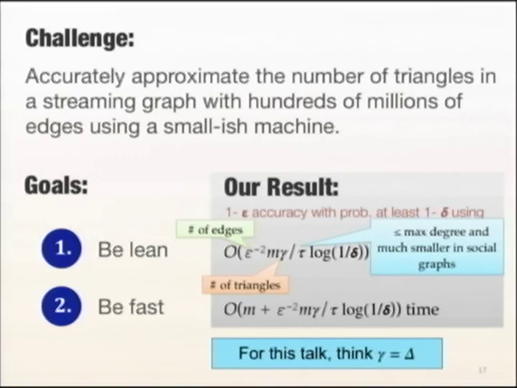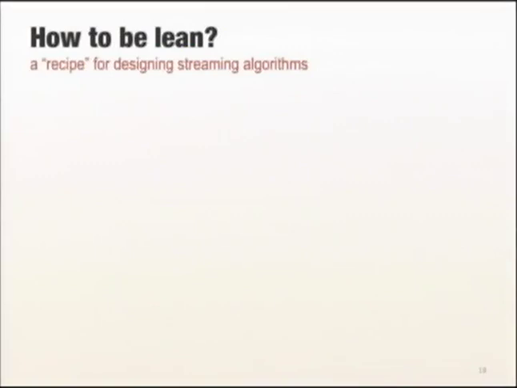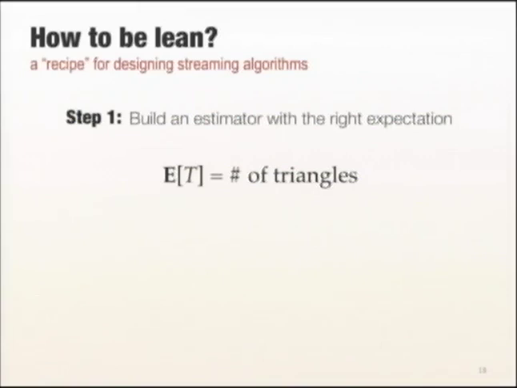OK, so let me go into the first part, which is how to design a compact data structure to do this. Here is one pretty common recipe in designing streaming algorithms, especially for things where you just want to get an estimate out of it. First step: you design an estimator that has the right expectation. In this case, you want to design a random variable T such that the expected value of T is the number of triangles.